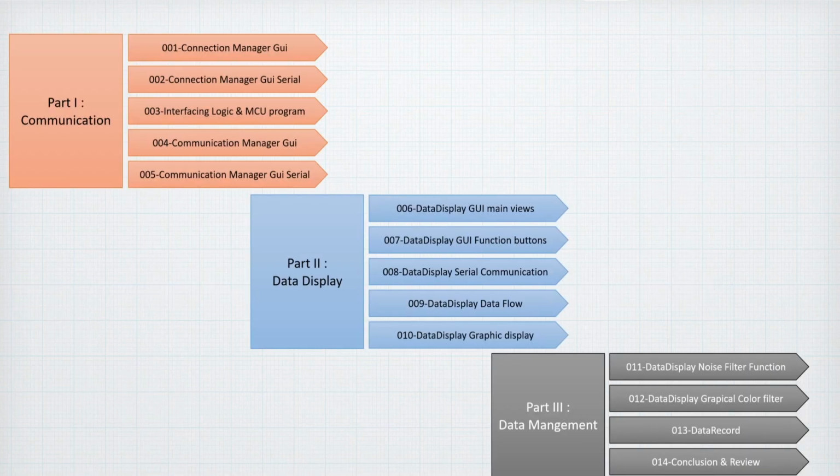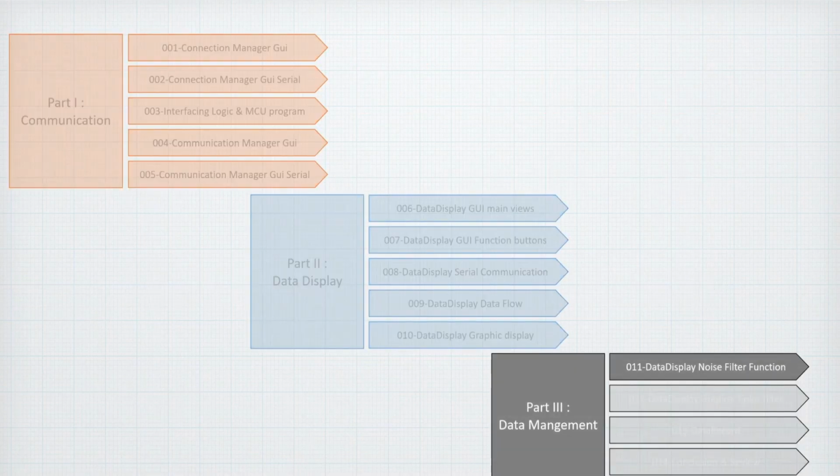This video will be focusing on applying a filter to reduce noise from the signal coming from the microcontroller. Within the whole tutorial, this is video number 11 and the first one in the data management. We will see how easily we can maintain the function upload to your signal and keep this program running quickly and smoothly.